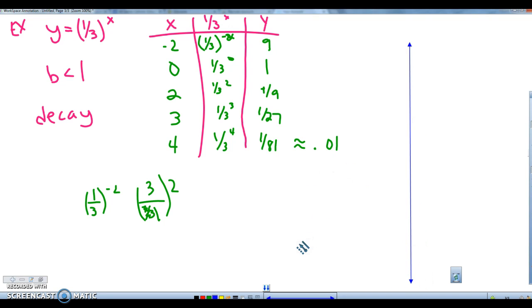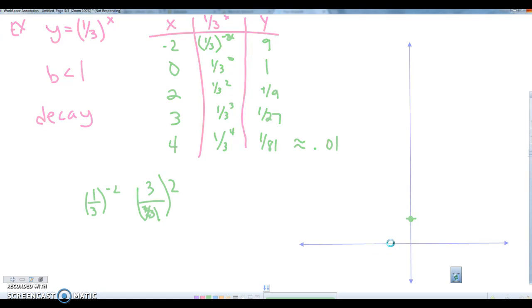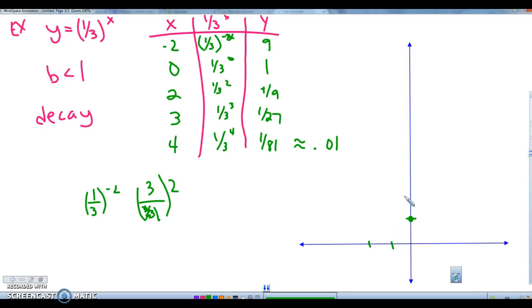When I go ahead and graph this, it's going to look very similar, except when x is 0, y is 1, so that's here. But when x is -2, I'm now up 9 on my y-axis. So 1, 3, 4, 5, 6, 7, 8, 9. And -1 would give me 3 over here. And then when x is 2, I'm at 1/9. When x is 3, I'm looking at 1/27. When x is 4, I'm looking at 1/81. So I'm getting extremely close, but not ever touching 0.